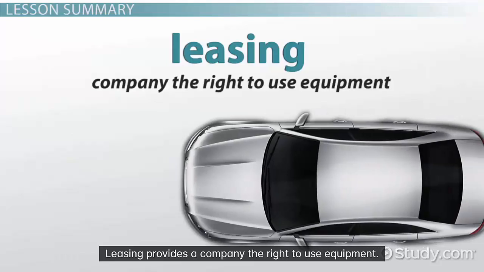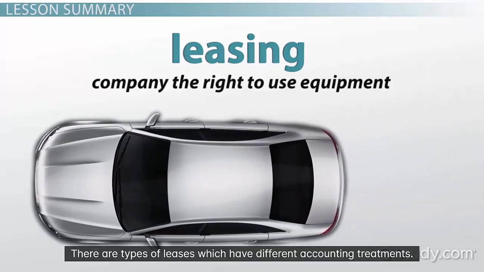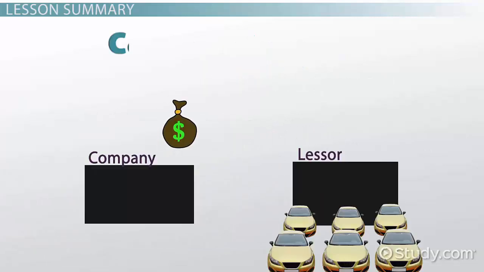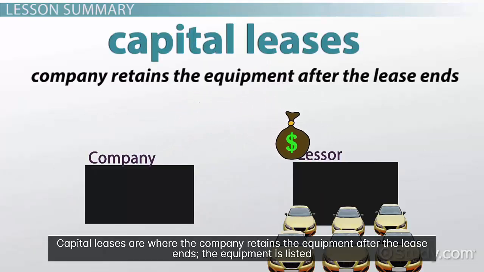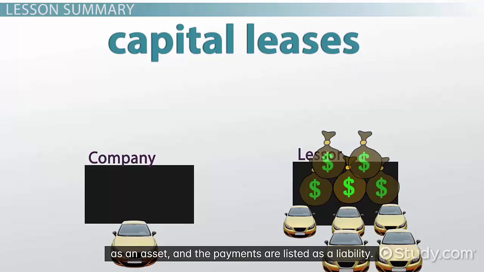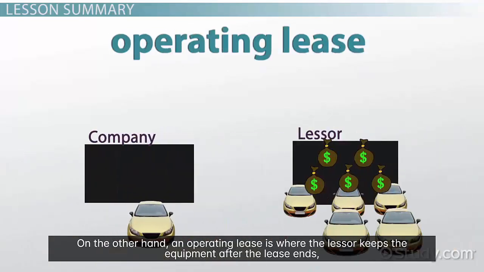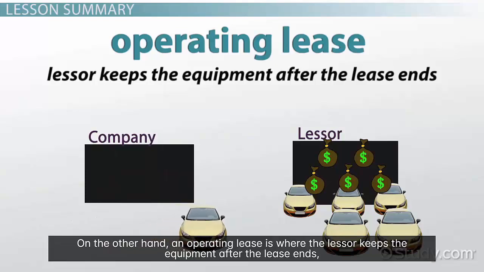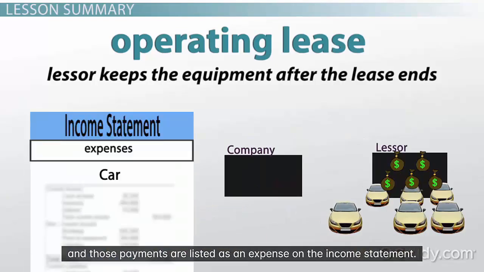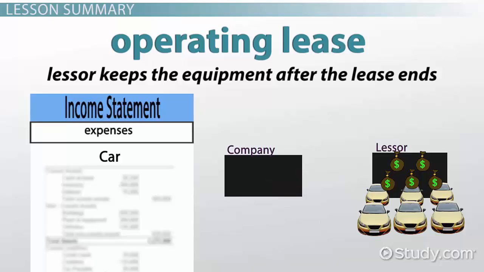Leasing provides a company the right to use equipment. There are types of leases which have different accounting treatments. Capital leases are where the company retains the equipment after the lease ends. The equipment is listed as an asset and the payments are listed as a liability. On the other hand, an operating lease is where the lessor keeps the equipment after the lease ends, and those payments are listed as an expense on the income statement.